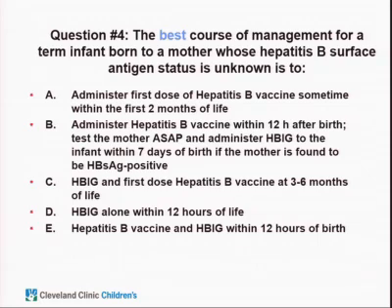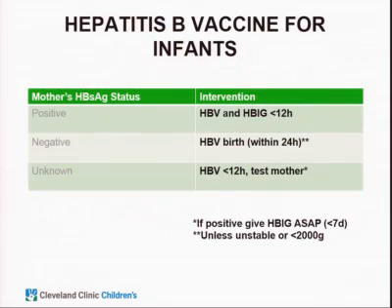So in this situation, you don't know mom's status. So the baby's going to get Hep B vaccine anyway, so you want to give that as soon as possible, and that is about 90% protective, even if you don't give HBIG. And then you can certainly test mom, and you can certainly get that back, usually within 24 to 48 hours. If it's positive, then at that point, the recommendation is to go ahead and give HBIG, okay?